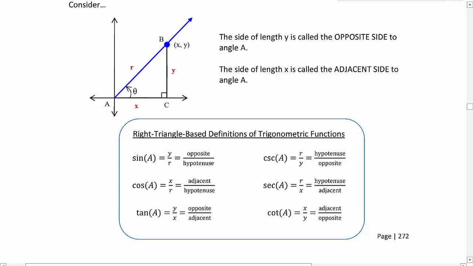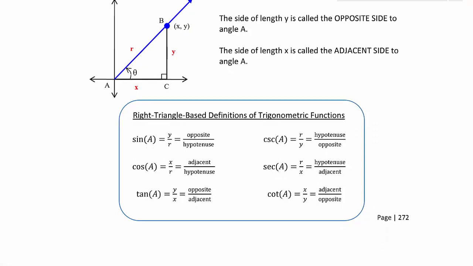So sine of A is y over r, or opposite over hypotenuse. Cosine of A equals x over r, or adjacent over hypotenuse. Tangent of A equals y over x, or opposite over adjacent. Those are really the only three that I know, and then I just know that the other three are the reciprocal. So cosecant of A is r over y, or hypotenuse over opposite. Secant of A is r over x, or the hypotenuse over the adjacent side, and cotangent of A is equal to x over y, our adjacent side, divided by our opposite side.